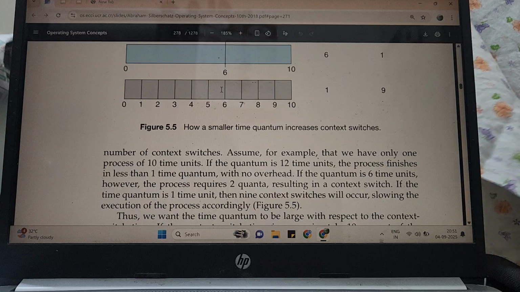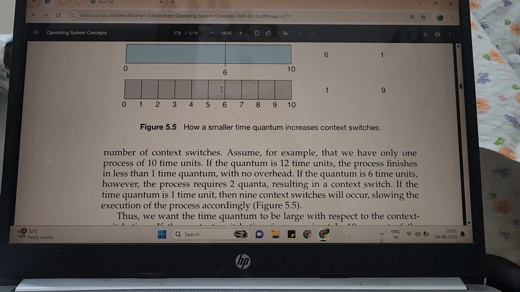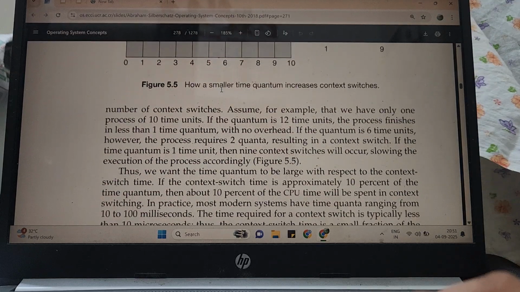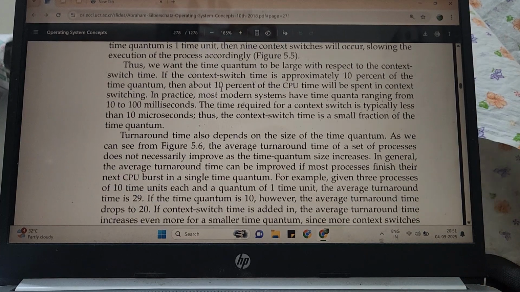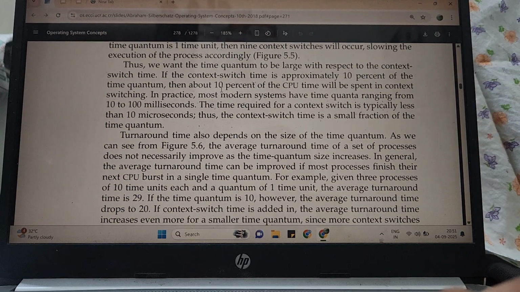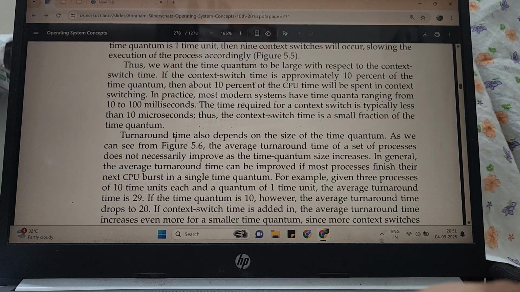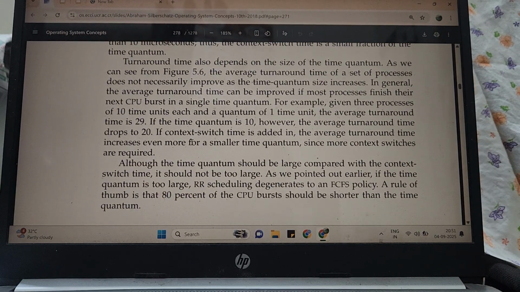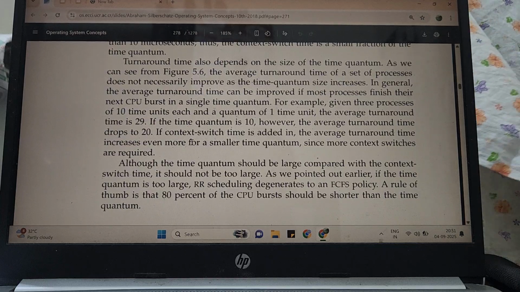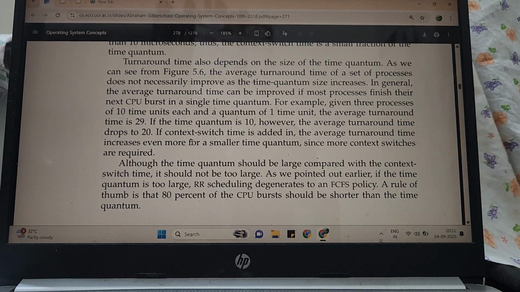So if your time slice is very small or very large, in both cases we are wasting time. So we need to have a time quantum or a time slice which is somewhere in the middle, not too much, not too little. And you can see that the turnaround time also depends on the time quantum. So yeah, that's it about round robin.